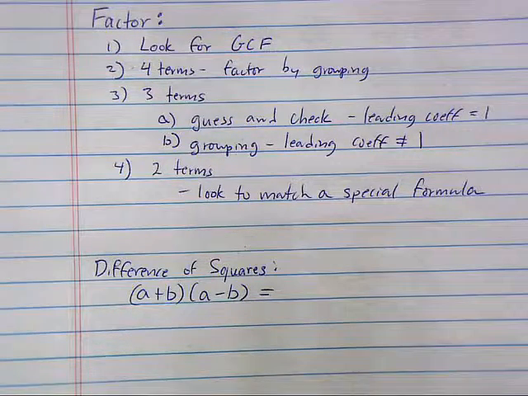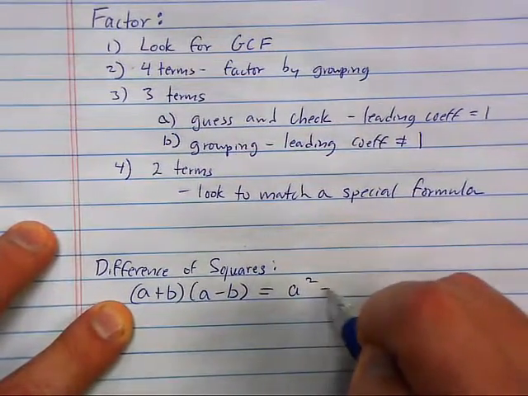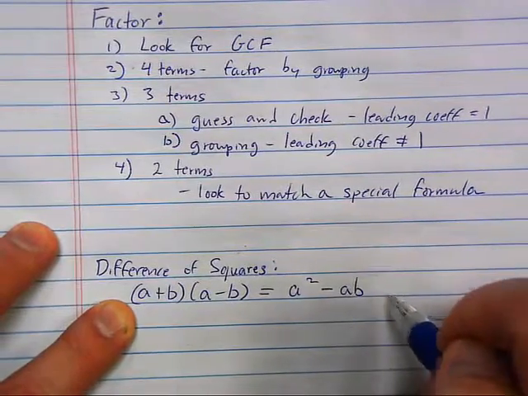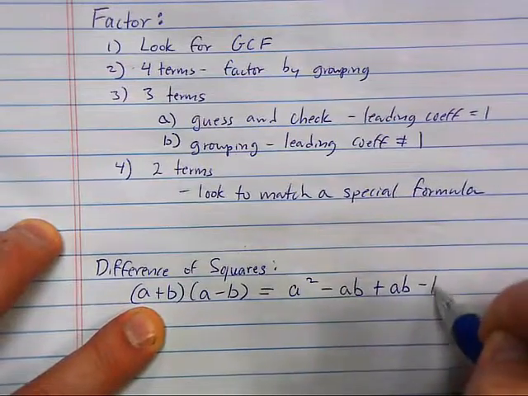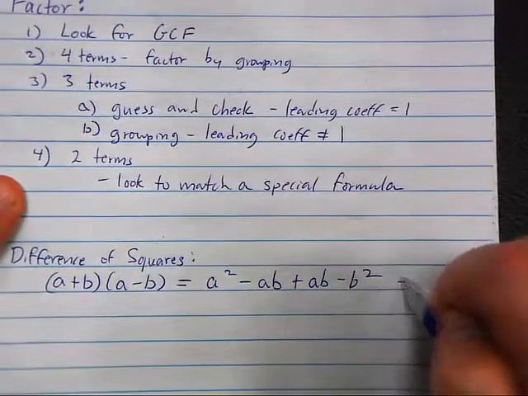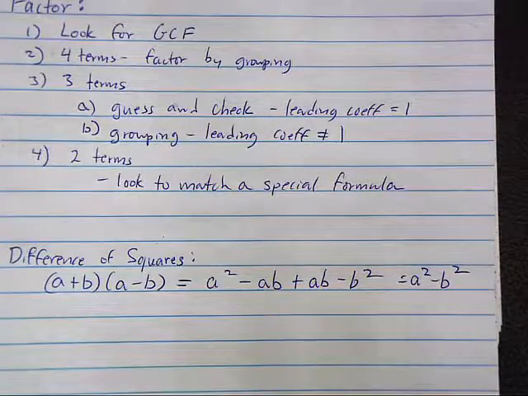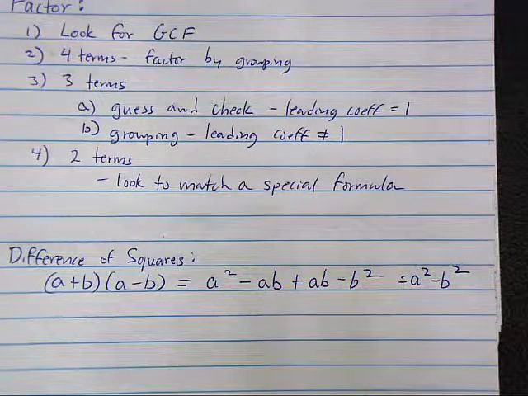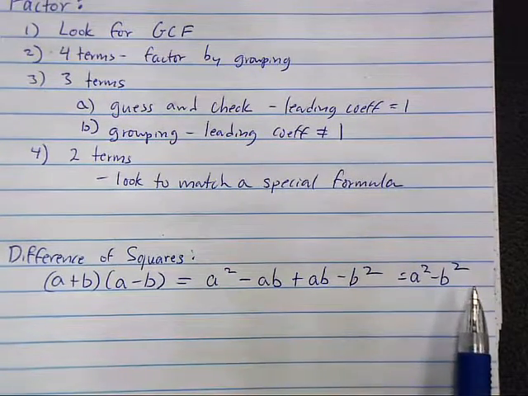Well, let's just FOIL it out and see. What's A times A? A squared. Minus AB. Plus AB minus B squared. And what happens? Something nice happens. The middle things cancel out. And you're left with A squared minus B squared. And this formula is called difference of squares. Why is it called difference of squares? What does difference mean? Subtract. So we're subtracting, and the 2 things are both squares.